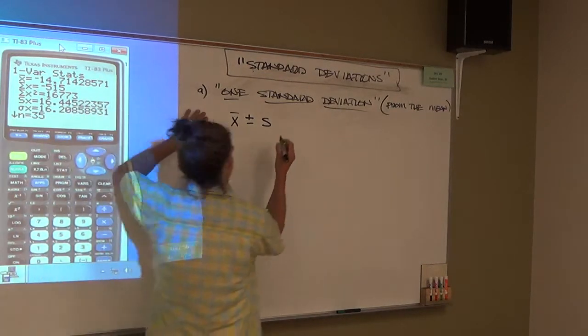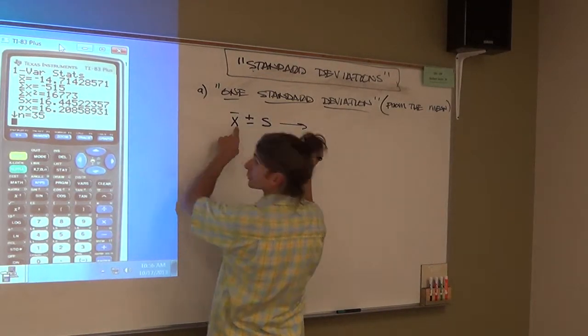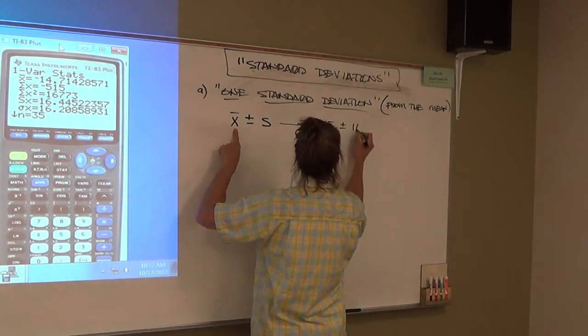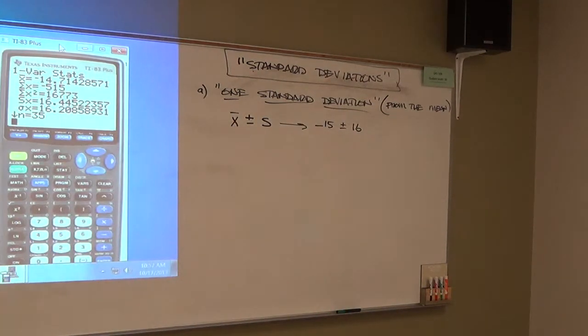For our weight loss data, X bar is negative 15. We're going to add and subtract that 16 from that. Hopefully the plus or minus symbol isn't bothering anybody. Sometimes plus or minus makes you think of the quadratic formula. Nothing could be further from the truth. Andrew, it's okay, man, it's okay. Put down the pencil.